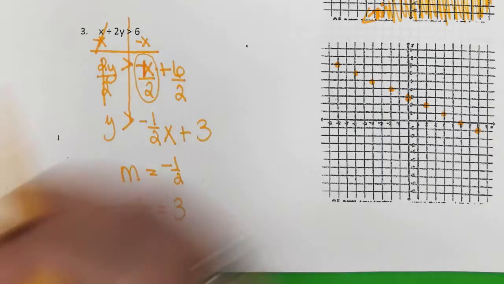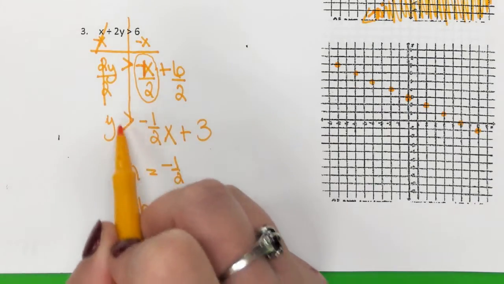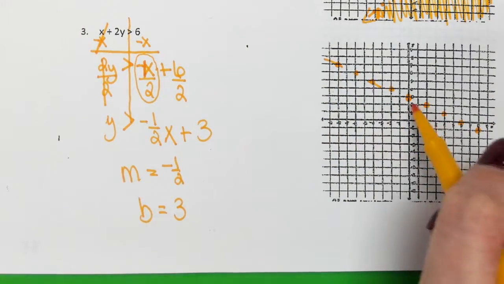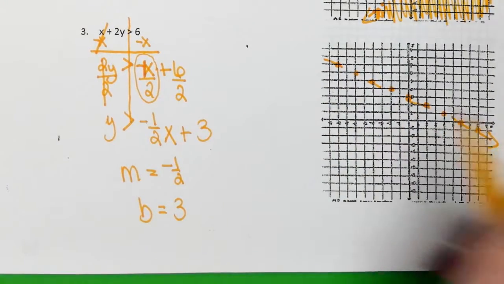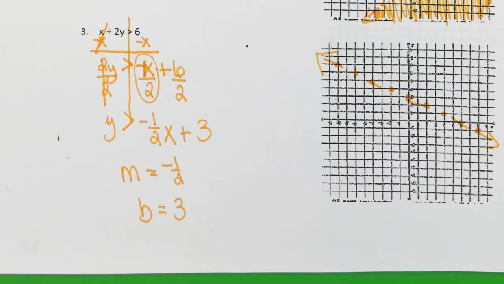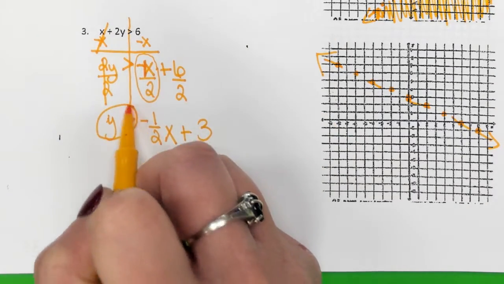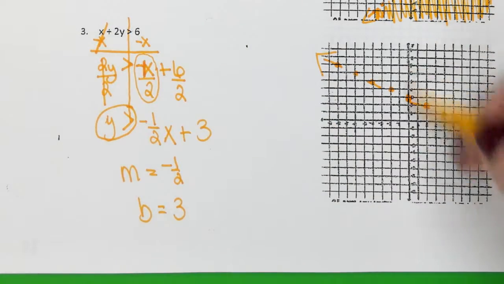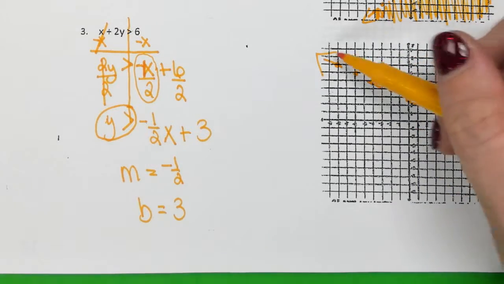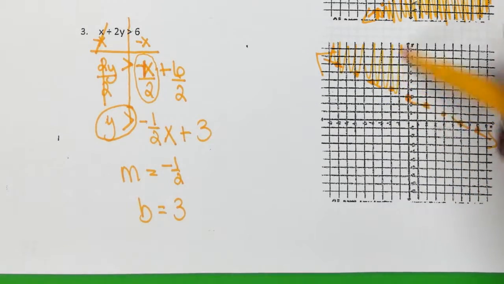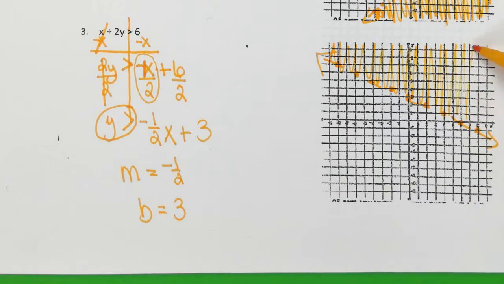All right, does this get a dotted line or a solid line? Dotted, there you go. All right, here we go. So it wants all the y's greater than. So your y's are up and down. Where do your y's get greater, above or below the line? Above. They get bigger as you go up. All right, and then flip over. We're going to do one more together, and then y'all going to do 2 on your own.